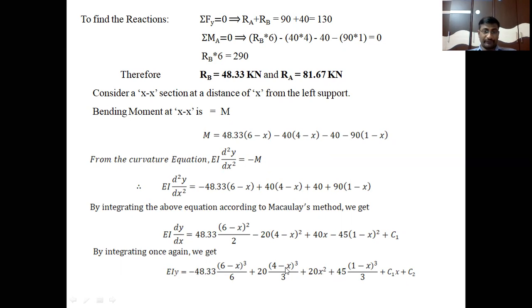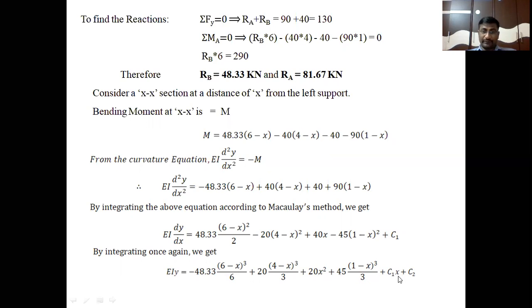Second term, if you substitute 6 in place of x, 4 minus 6 is a negative value. Whenever a negative value comes in the bracket term, we will not consider this term. This term can be neglected. And if you substitute 6 meters in place of x, 20 into 6 square. Plus 45 into (1 minus 6) is a negative term. This total term can be neglected again.